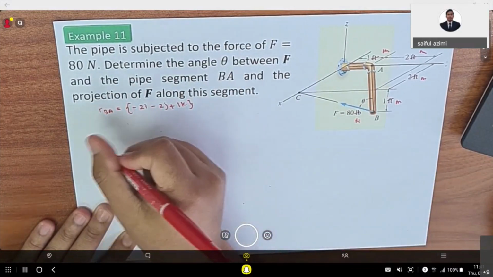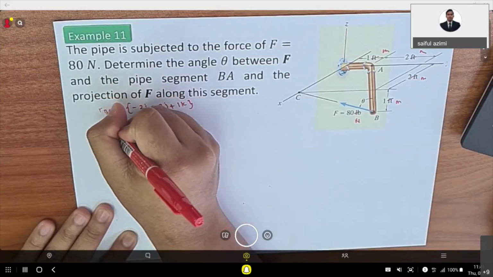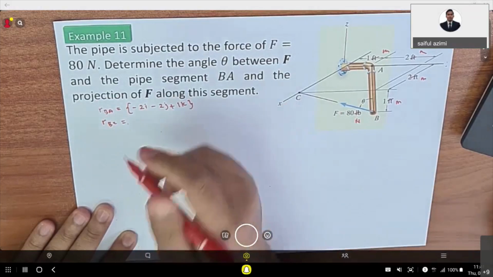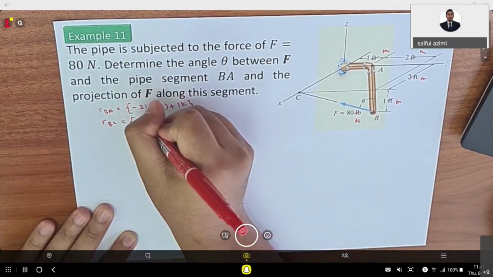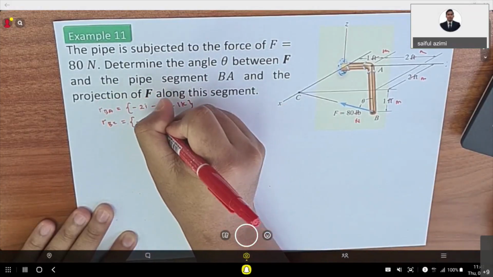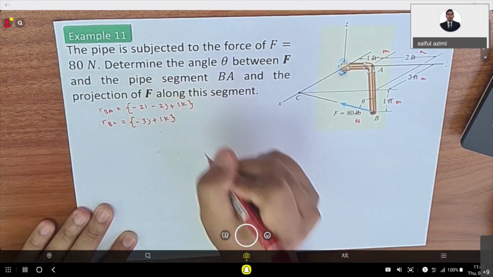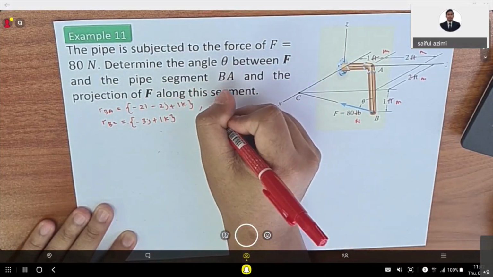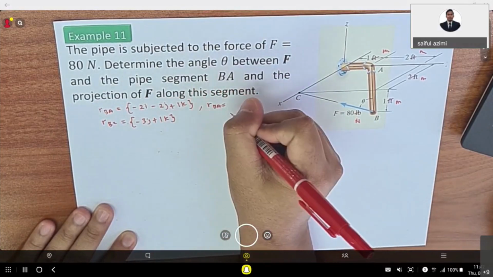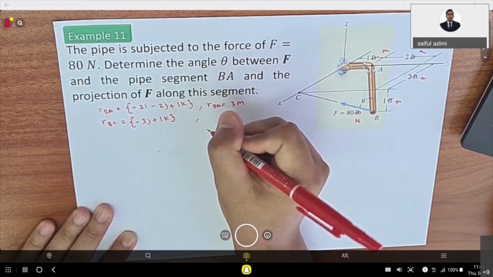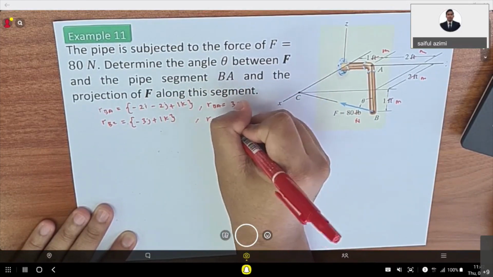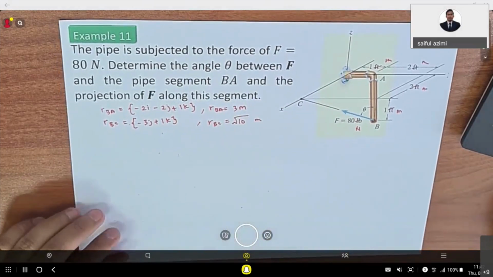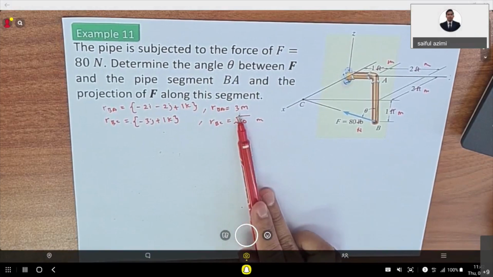And then you have the position vector of RBC, B to C here. So you will get negative 3j plus 1k. And then you will get the length of RBA equals 3 meter and RBC equals square root 10 meter.